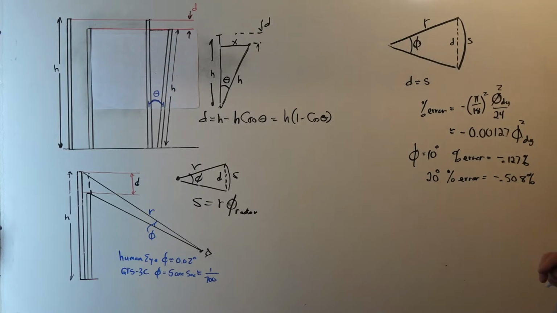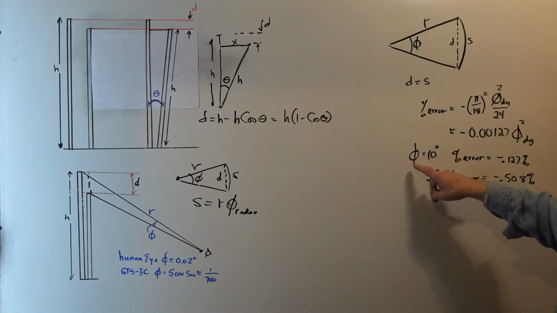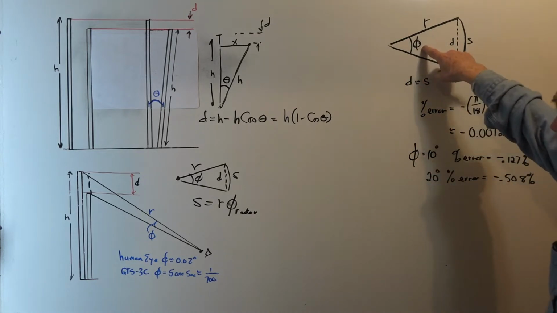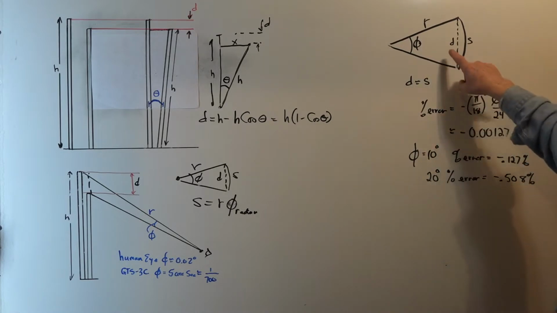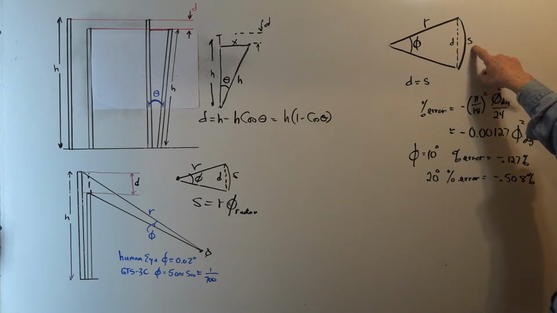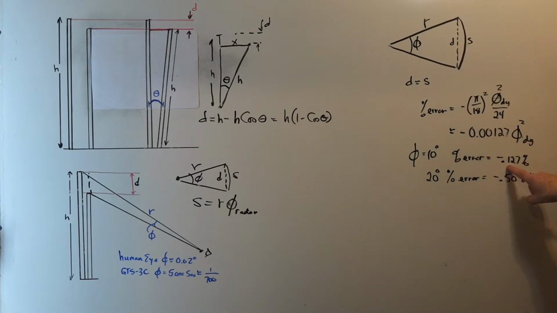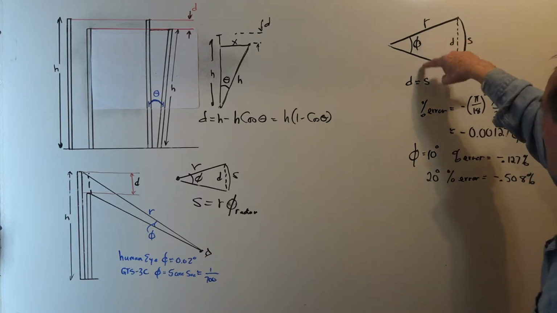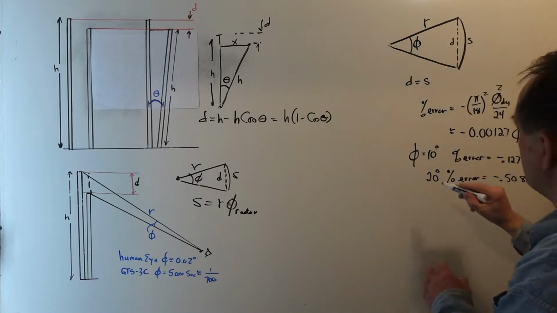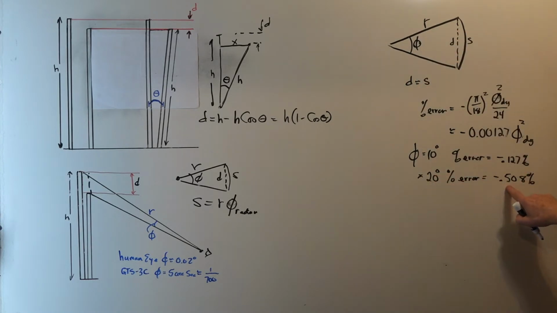Well, d is approximately equal to s if the angle is fairly small. What we mean by fairly small is if the angle is 10 degrees, the amount of error that we pick up between d and s, d is smaller than s by 0.127%, very small, almost 1/10%. And if the angle sweeping out is 20 degrees, then the percent error in d in relationship to the arc length, d is only shorter by 0.5%.